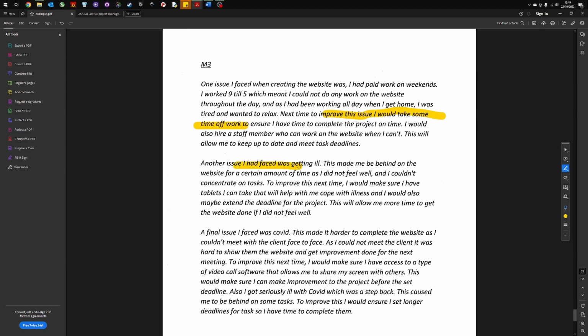We've got an issue here where they were feeling ill. This made them behind on the website. So what they said they could do is ensure they take the tablets so they can cope with the illness, or they could extend the deadline for the project. It's difficult if the project has run well, because you won't necessarily have any improvements to make or problems you've come up against. But you need to have maybe between 4 and 5 or 6 improvements that you could make. Just to give you a quick overview, you can think about things like working, illness.